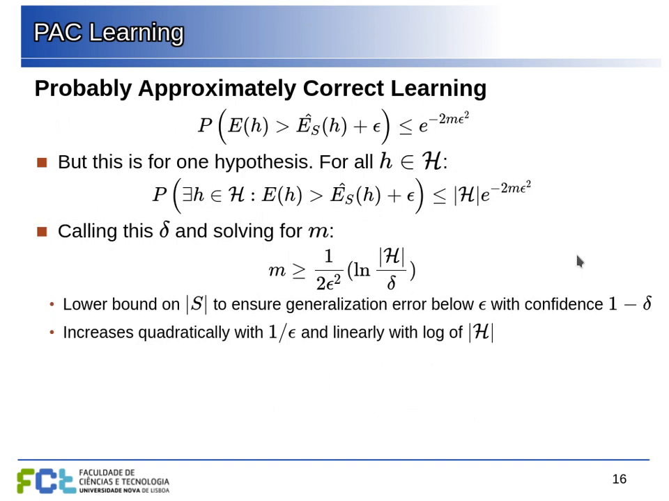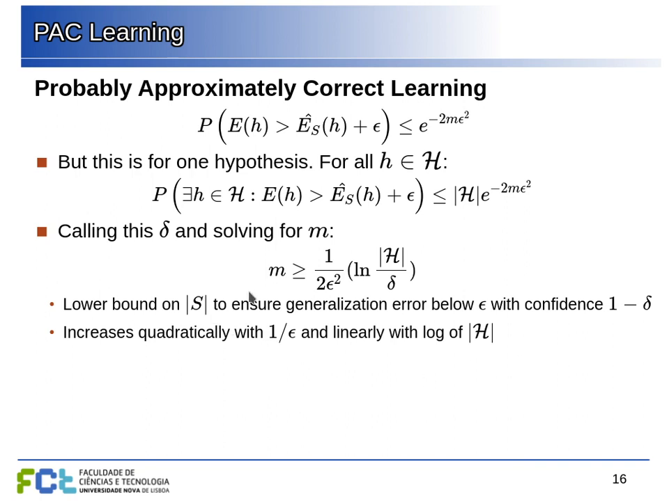So if we want to consider all the hypotheses in our hypothesis class, we can now consider the probability of existing one hypothesis in the hypothesis class for which the true error is greater than the empirical error for that hypothesis plus the epsilon. So basically we just multiply by the size of the hypothesis class there, and now we can solve this for m and again get a lower bound on the size of the sample that we need to ensure that the generalization error, that is the difference between the training error and the true error, is below epsilon with a confidence of 1 minus delta. So this is the probability 1 minus delta that we have fallen below epsilon on the generalization error.